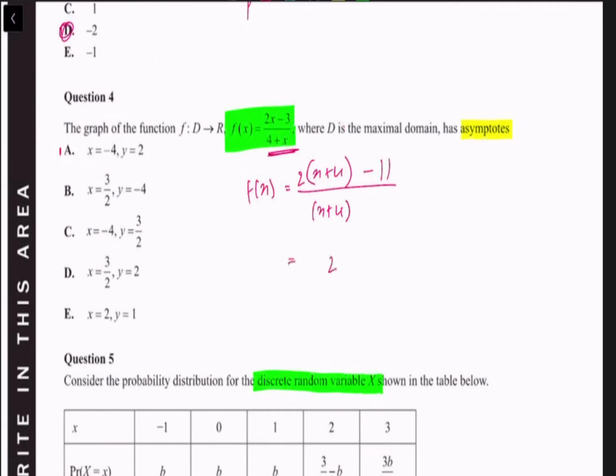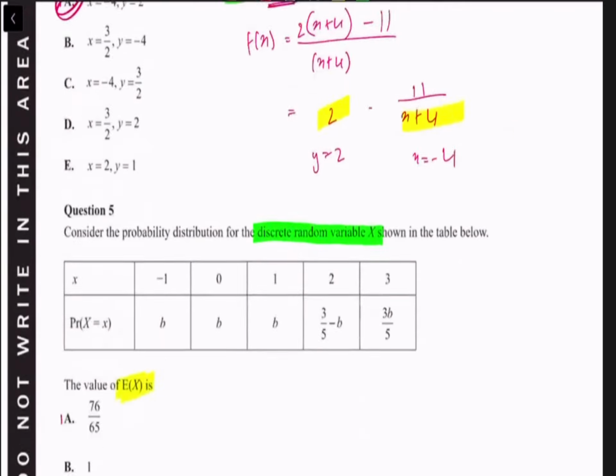And then you can split it into proper fractions. And then you can easily see that these two are going to contribute to your asymptotes. So one asymptote is going to be y equals 2, and the other one's going to be x equals -4, which is A.